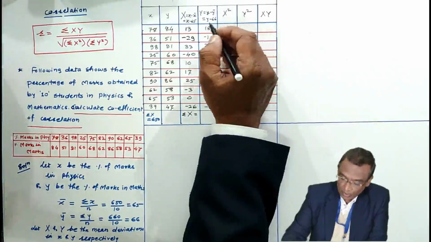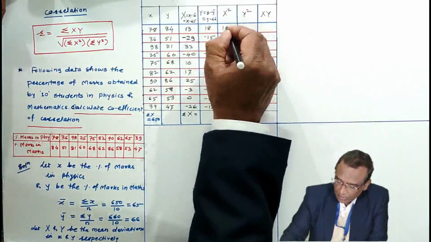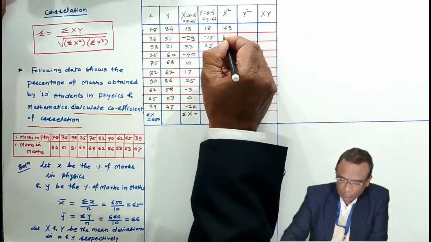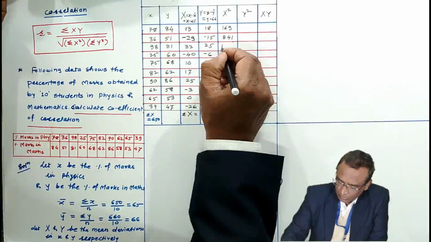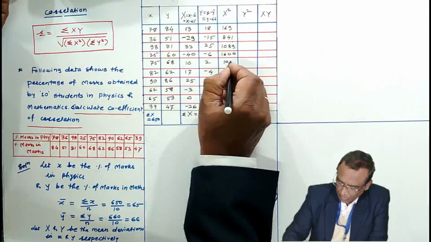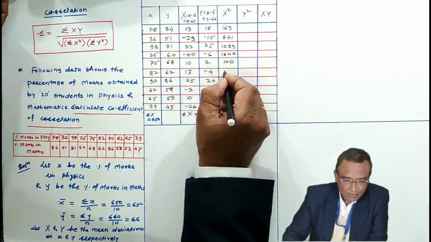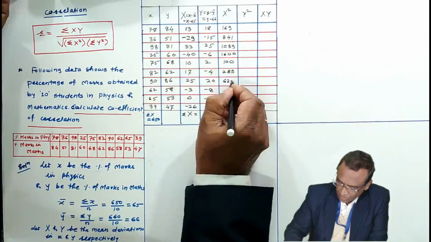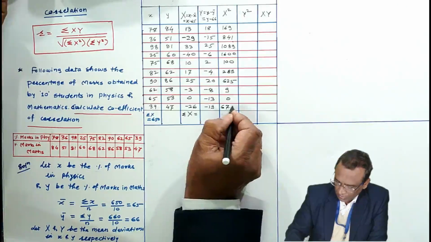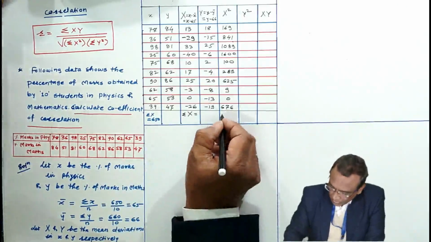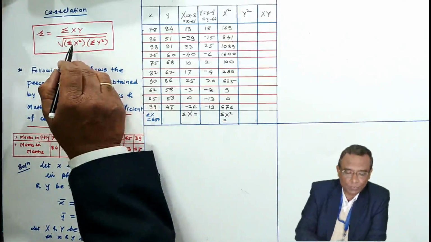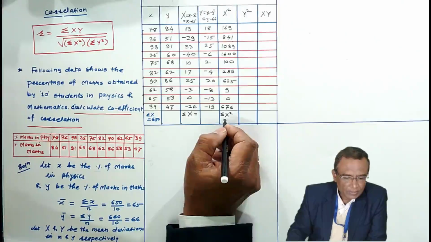Now take capital X square. 13 square is 169, 29 square is 841, 33 square is 1089, minus 40 square is 1600, then square of 10, square of 17, square of 25, square of minus 3, square of 0 and square of minus 26. Summation of x square is required in the formula, therefore I am finding it. The summation of x square is 5398.